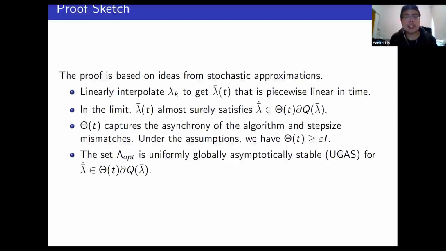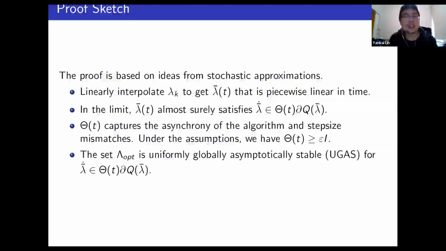And the next step is that in the limit, we can show that this continuous time function, lambda bar, almost surely satisfies this differential inclusion. How it's different from the standard supergradient flow is that there is a coefficient matrix big Theta t in front of the supergradient, in front of the superdifferential partial q here.